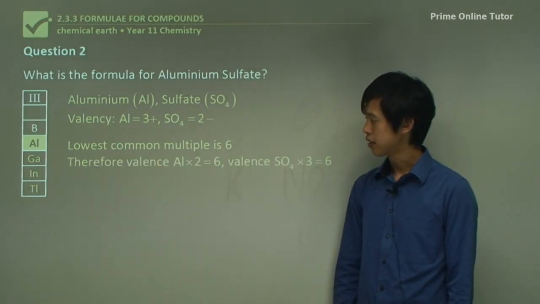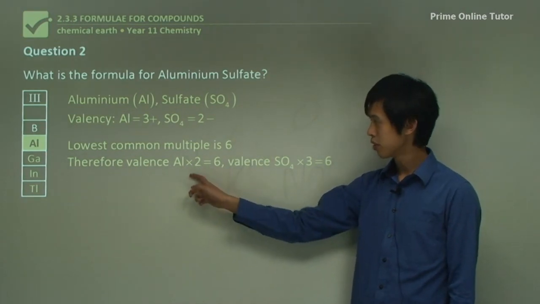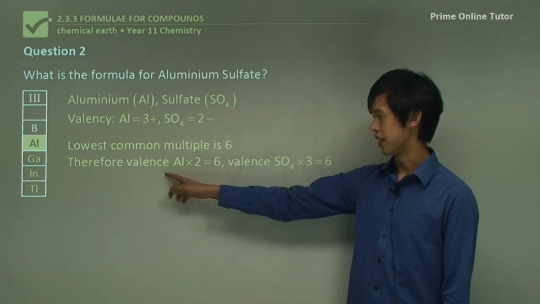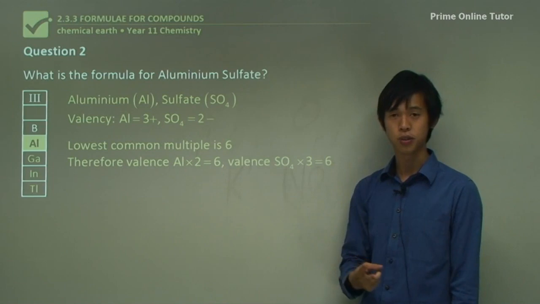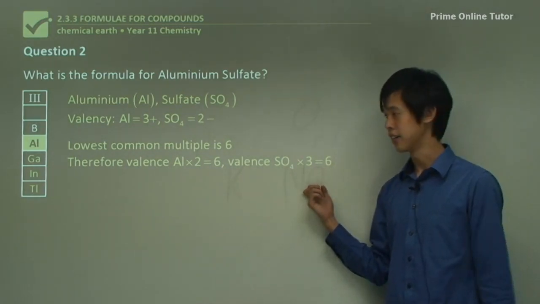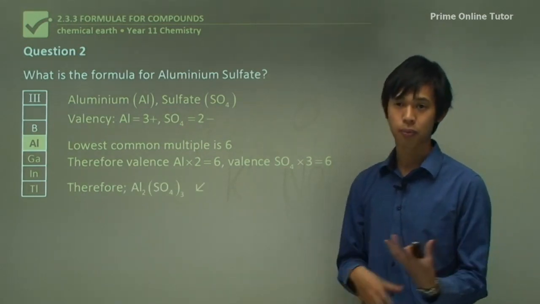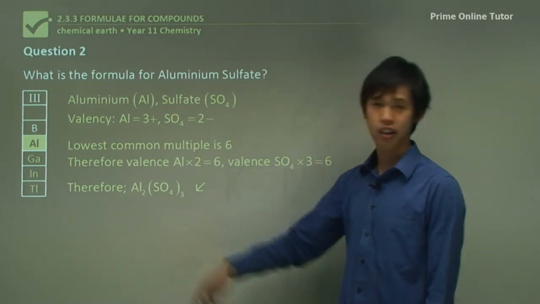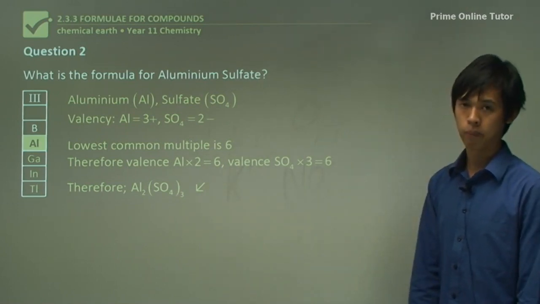So for aluminium, you need to multiply the number of aluminiums by 2 to get 6. And for SO4, you need to multiply by 3, and you'll get 6. So for every molecule of aluminium sulfate, you'll have 2 aluminium atoms and 3 sulfate ions. Okay? So that's how we do that.